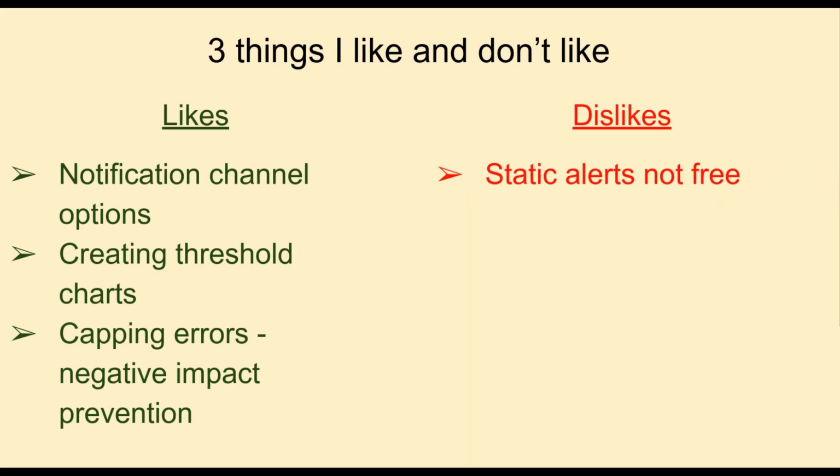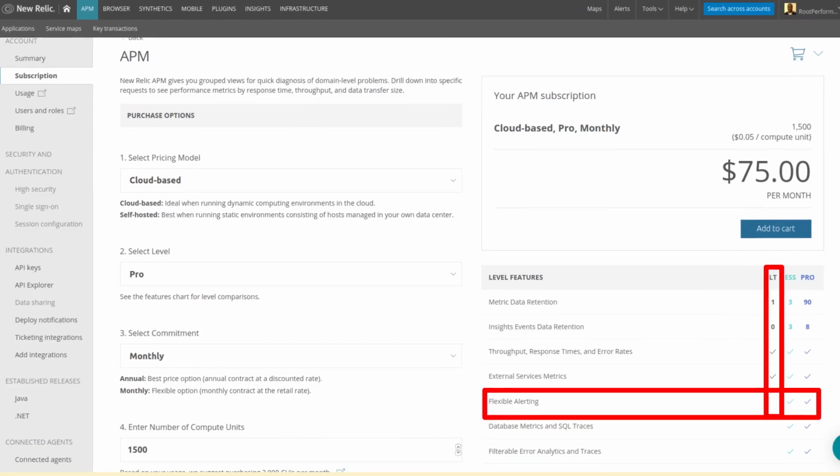First, static alerts are not free. To me, this should be a basic capability of all monitoring tools. These days, dynamic alerts are what you need to manage complex apps. Static alerts have long ago not cut it. They tend to only be useful when you want an alert on something that's binary. Either it is or it isn't.